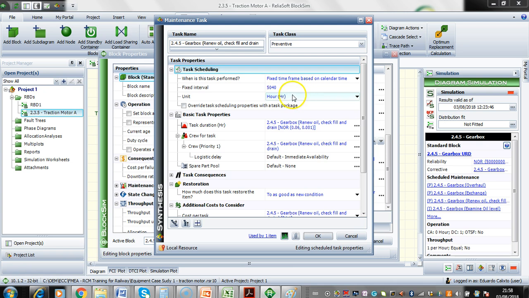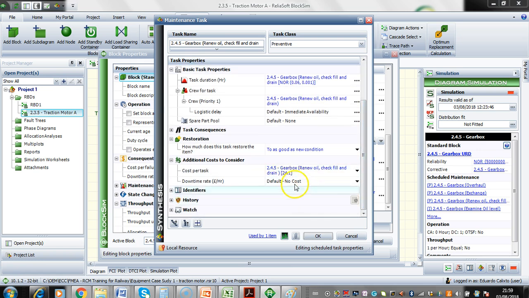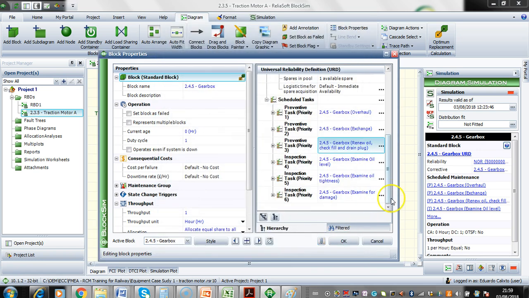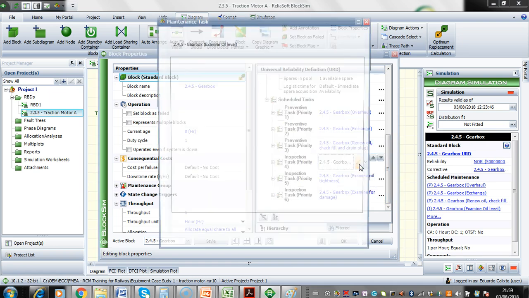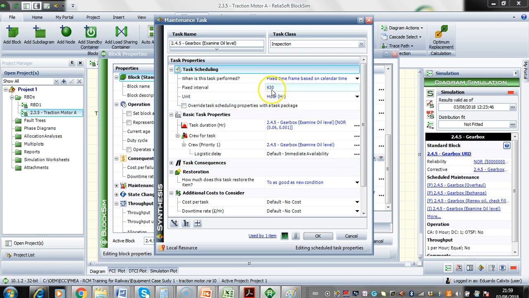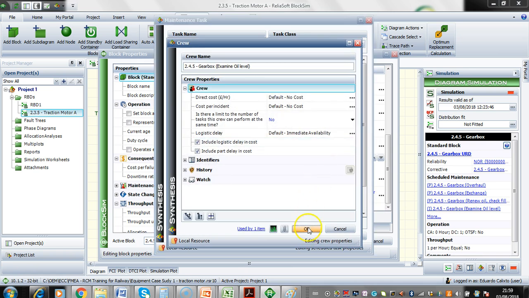And the next one is renew oil, check fuel and drain. So every 5,040 hours, that accounts very fast to carry out this activity. And we have a cost per task for this activity of 24 euros. Then examine the oil inspection. So we have an oil inspection every 630 hours. There's no associated cost in that.